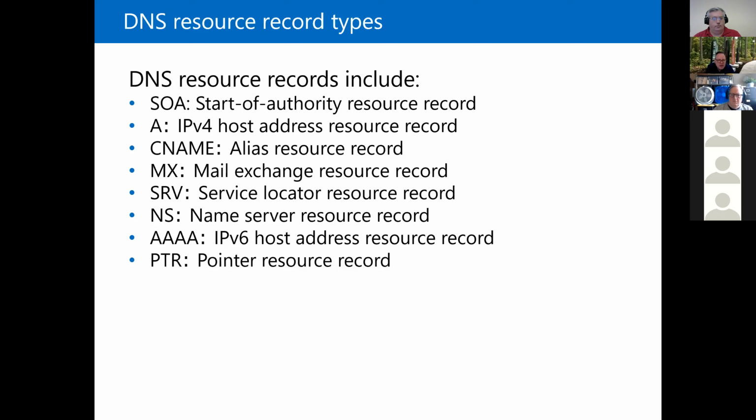NS, the name server, resource record. And then this quad A, there are 4 A's together, they call it a quad A record, is an IP version 6 host address resource record with names and again IP addresses, but not in the format of IP version 4, but in the format of IP version 6. And then pointer is a reverse lookup file that has the IP address first, and then the second column is the name. So it looks things up from the IP and gives you the name. Okay.